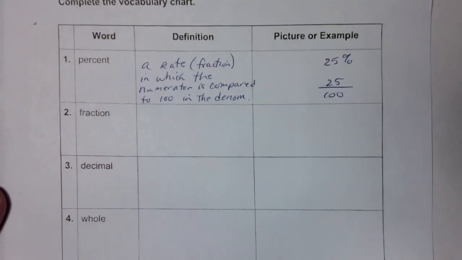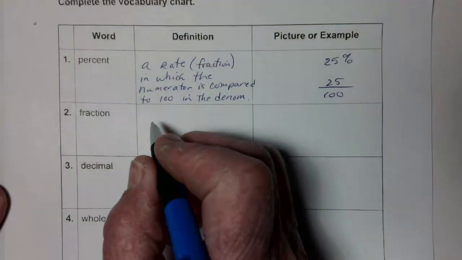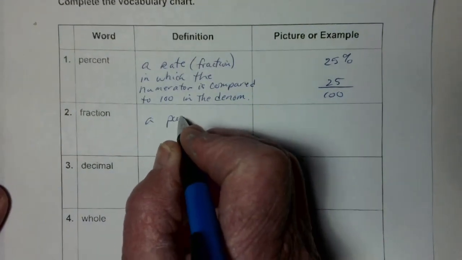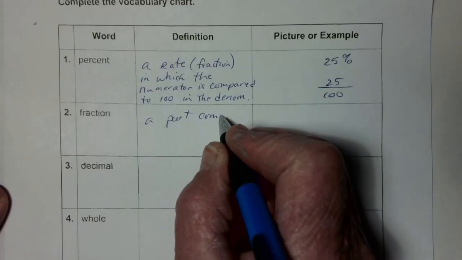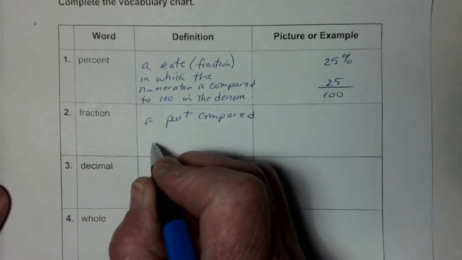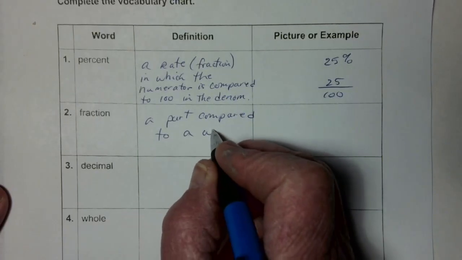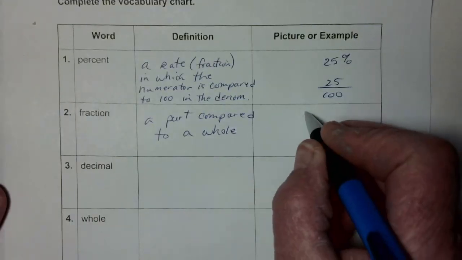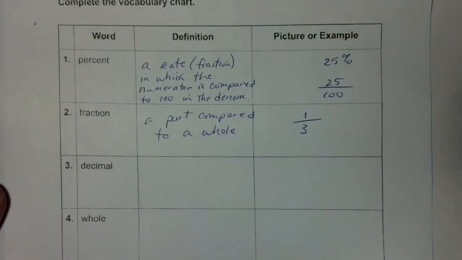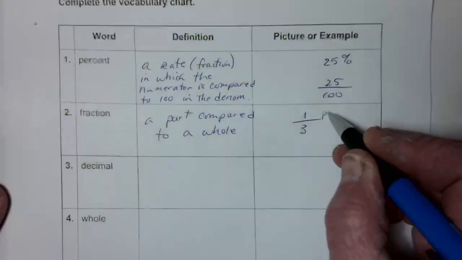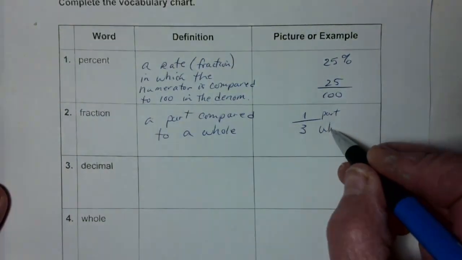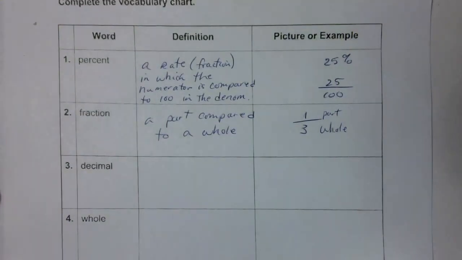Number 2 is fraction. What's a plain old fraction? How do you describe a fraction? It's a part compared to a whole. Like 1/3. This is the part. This is the whole. 1 out of 3 kids was sick. 3 is the whole. 1 is the part that's sick.